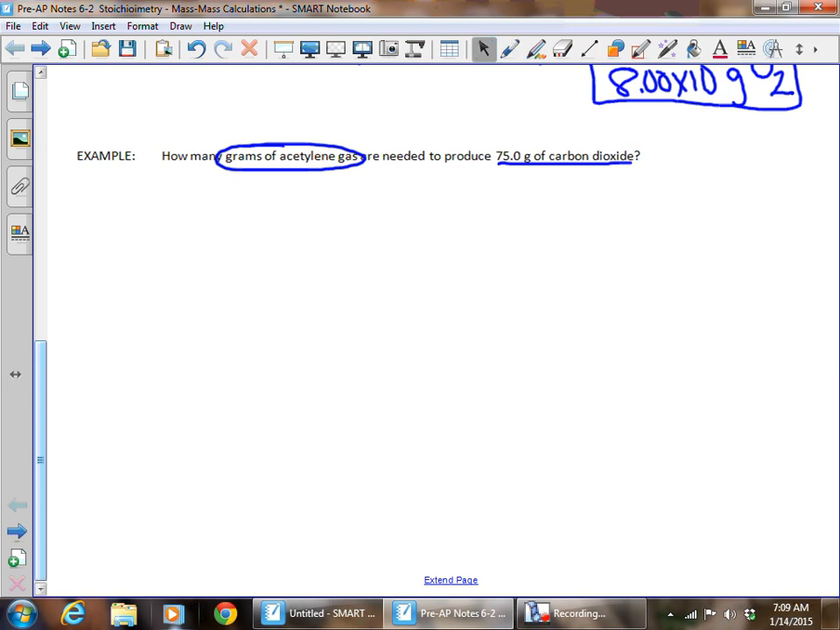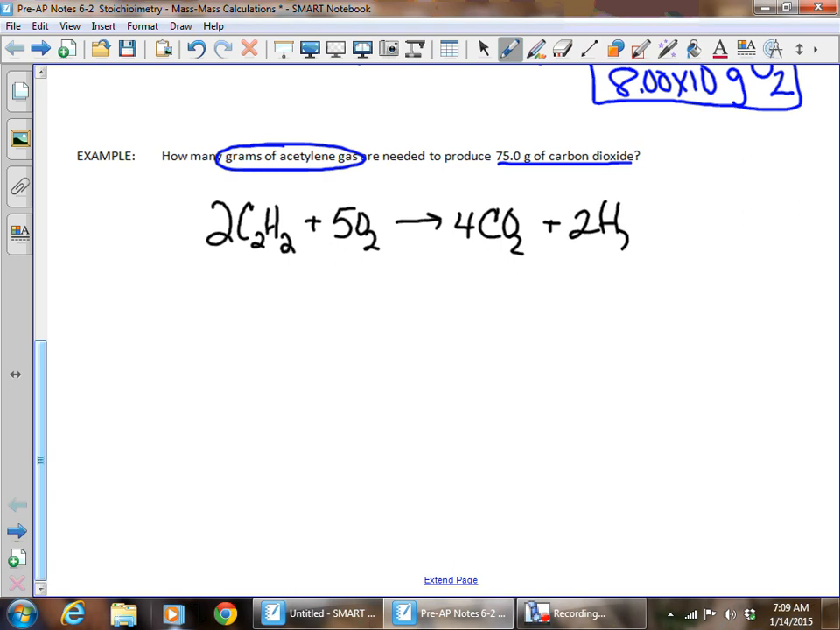This is not showing a balanced chemical equation. Your paper may, but if it does not, then you need to write it in. So we're going to write in again that we have the 2 C2H2s, acetylene, plus the 5 oxygens, yielding 4 CO2s, plus 2 waters. And now we're going to label our information. We're looking for X grams of acetylene gas, and we're given 75.0 grams of carbon dioxide.